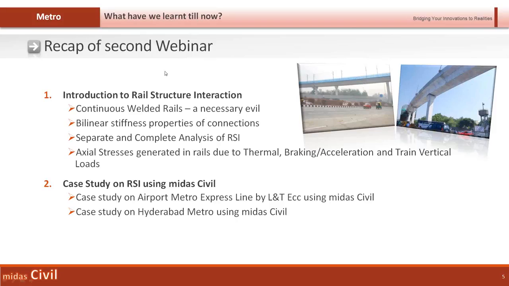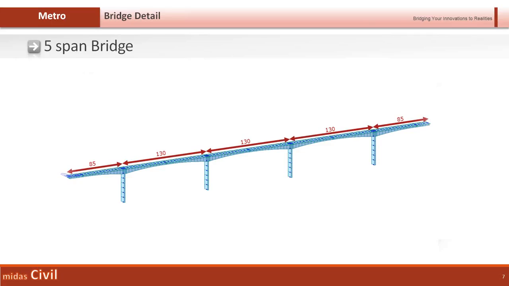So in today's webinar, what we'll be covering is a typical metro bridge, which generally looks like this. I've considered a 5-span bridge. If you start modeling such a bridge, what you basically need is that you first have to model all these nodes, right? And then we have to model elements in between the nodes. So I can model elements in between nodes, like this.